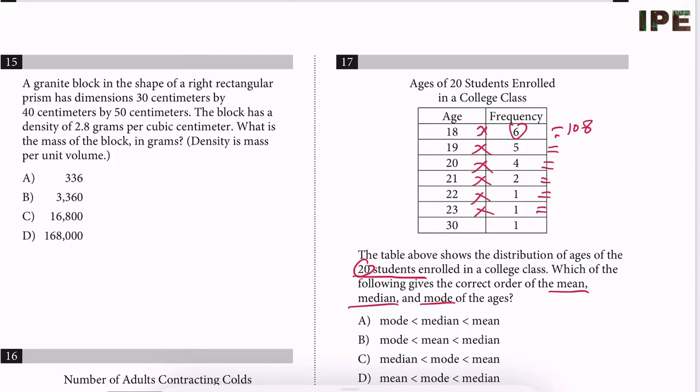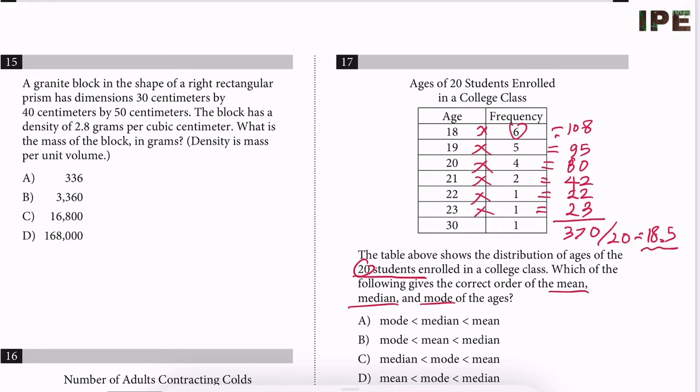What is this? 95. 20 times 4 is 80. 21 times 2 is 42. And 22, 23. So add all these numbers. 108 plus 95 plus 80 plus 42 plus 22 plus 23 equals 370. 370, and then that divided by how many students? 20 students. That is equal to 18.5. This is the average. The mean is 18.5.